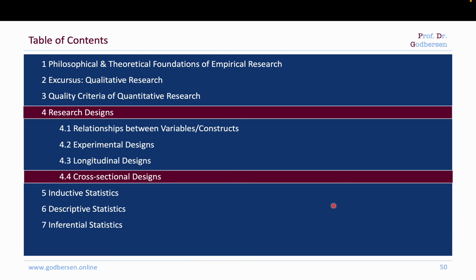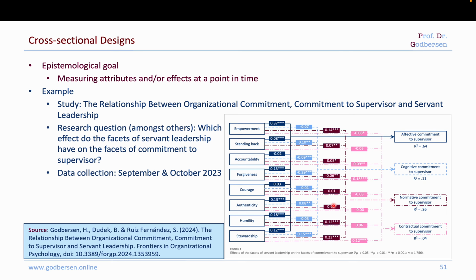Finally, for this lecture, cross-sectional designs. It's not too much to explain, even though cross-sectional designs are arguably the most common approach. What you're simply doing is measuring attributes and of course determining effects at one point in time. And then a study, here an example might look like this.